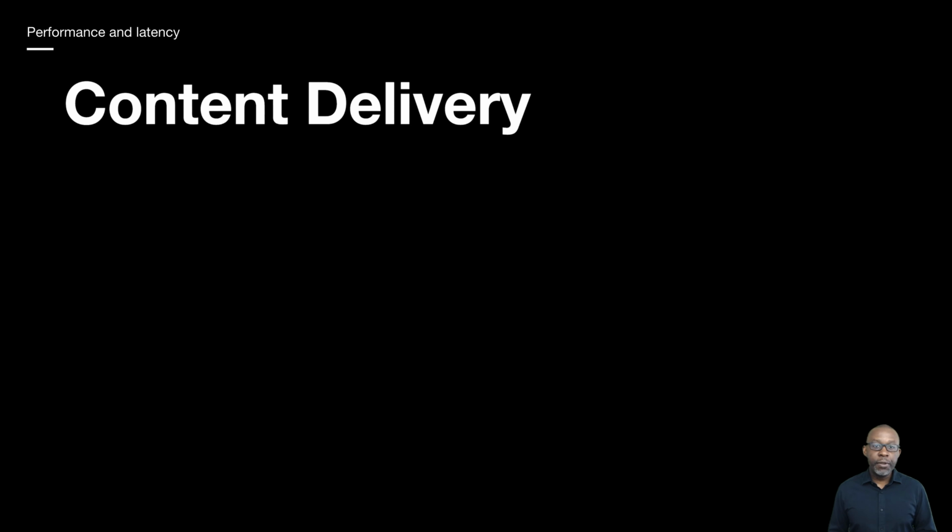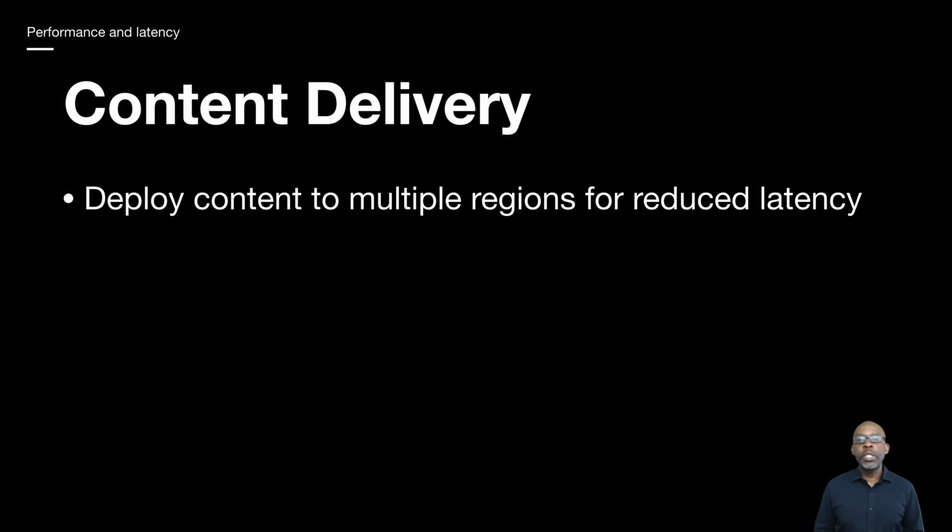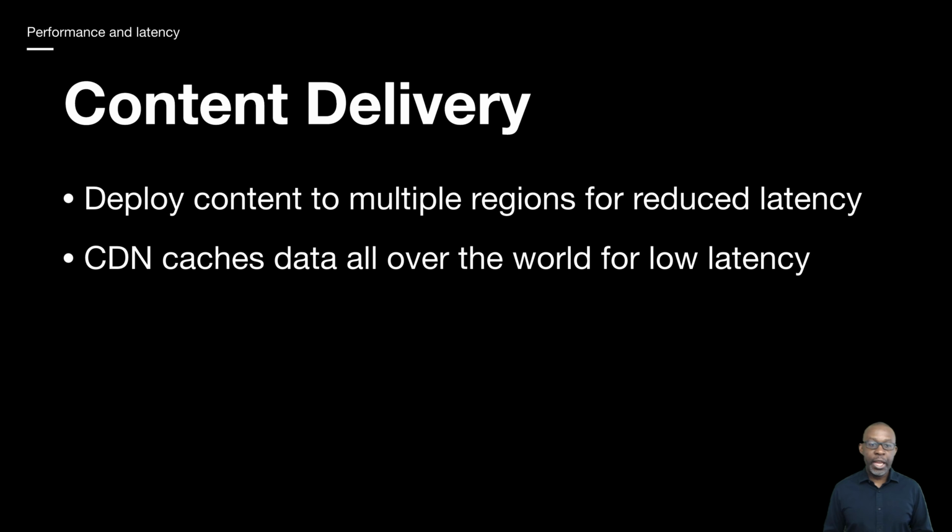From a content delivery perspective, it is important to distribute content across multiple regions in order to reduce latency. By distributing content across multiple regions, we're able to place that content closer to the end user. Most cloud platforms offer the ability to cache content at edge locations around the world. These content distribution network infrastructure can be quite useful in reducing latency.